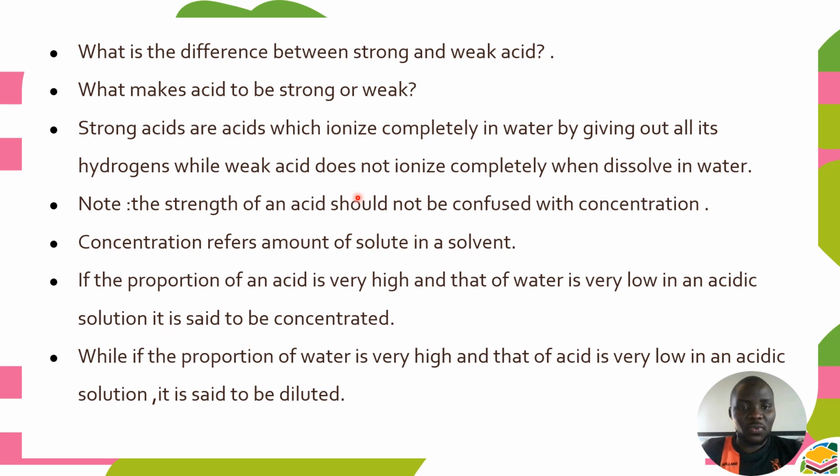So in summary, if we want to differentiate, when we are looking at strength, we are looking at the ability of an acid to ionize in water. When we are looking at concentration, we are looking at the amount of the acid present in water. So this is the difference. If a question comes, can you differentiate between the strength of an acid and concentration? The first thing to come to your mind should be that on strength, we are looking at the ability of an acid to ionize in water, while on concentration, we are looking at the amount of the acid in water.